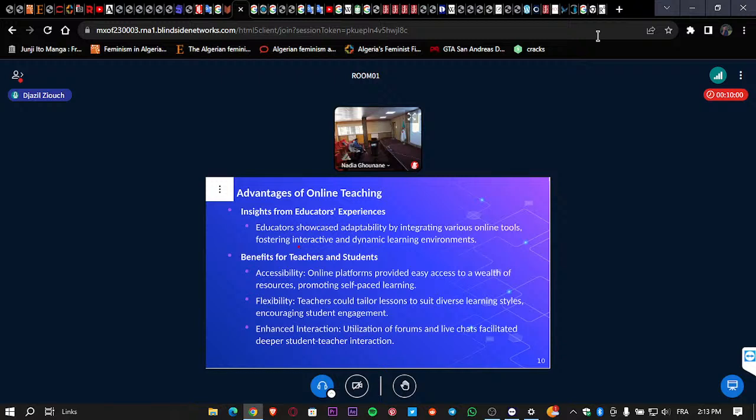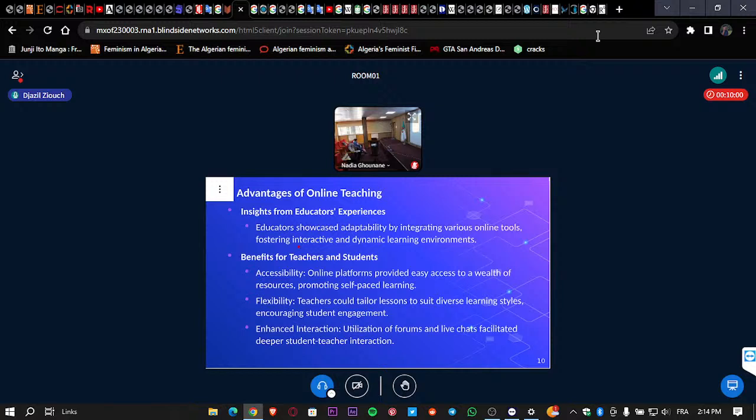We have to take insights from the educators' experiences. The educators showcase adaptability by integrating various online tools, fostering interactive and dynamic learning environments. The benefits for both teachers and students were the accessibility, the flexibility, and the enhanced interaction.